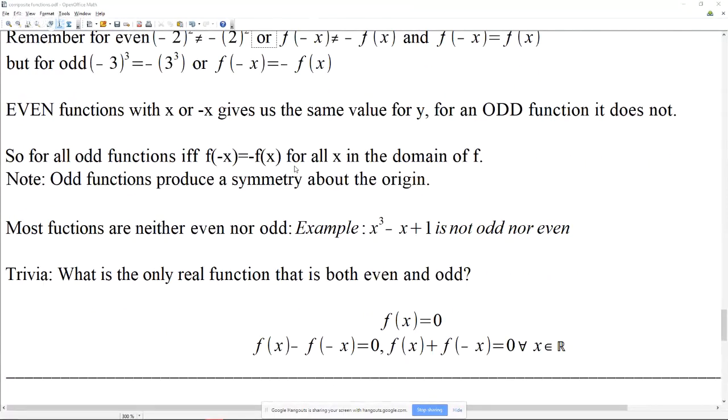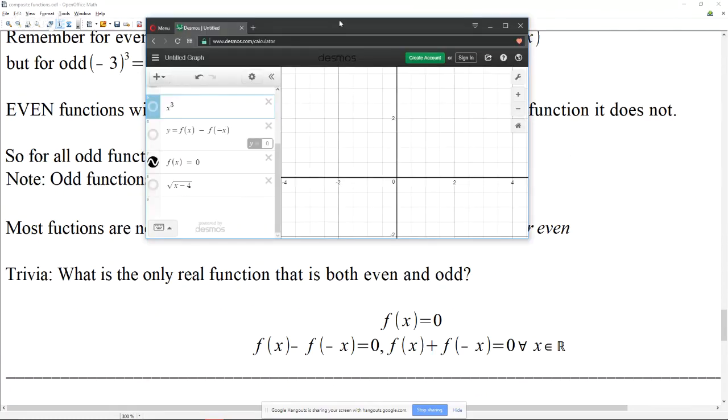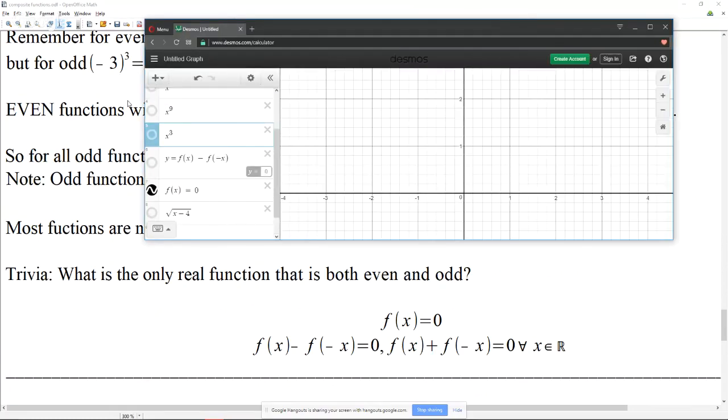Okay, so a little bit of other trivia before we go on. And again, there might be some function in some higher math that this might not hold true for. There was something I was reading about, but for basic reasoning, what's the only real function that's both even and odd? That's the function f of x equals 0. The reason for that is, here's that function. Let me show you what it looks like. F of x equals 0.